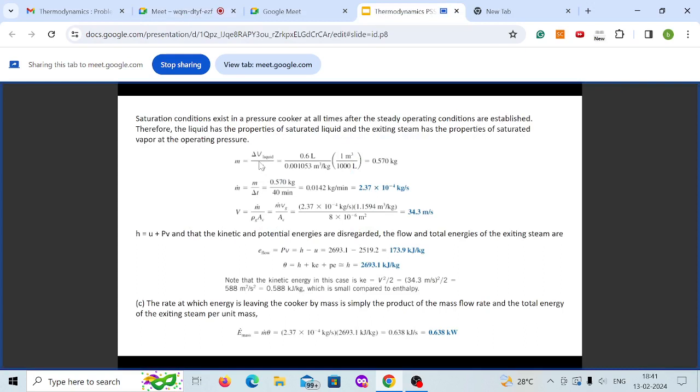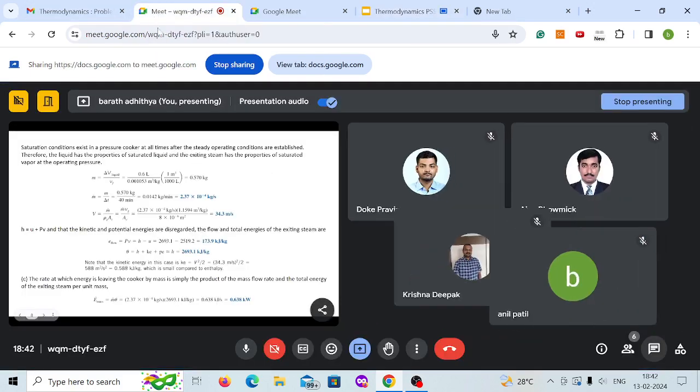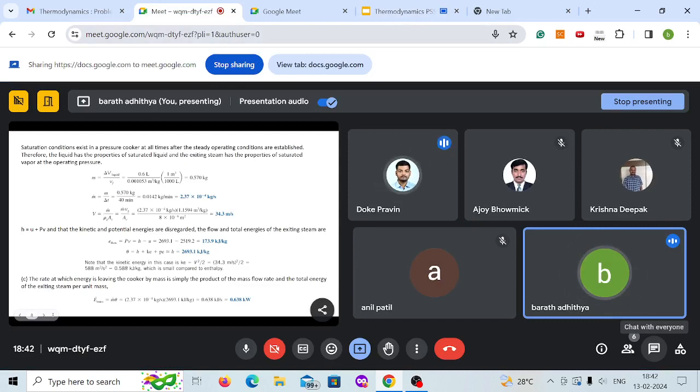But this 0.6 liters of liquid is converted to steam, and that steam is going out of the opening of the pressure cooker. The steam which is coming out is the mass which is getting converted to vapor. So you are calculating the mass flow rate using the saturated vapor condition, because now it has already been converted to vapor and that is coming out. Is this clear? Okay, sir. Understood, sir.